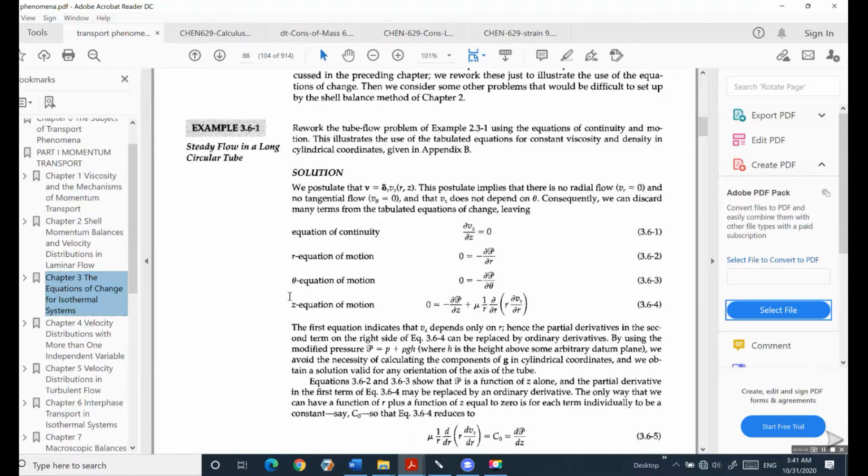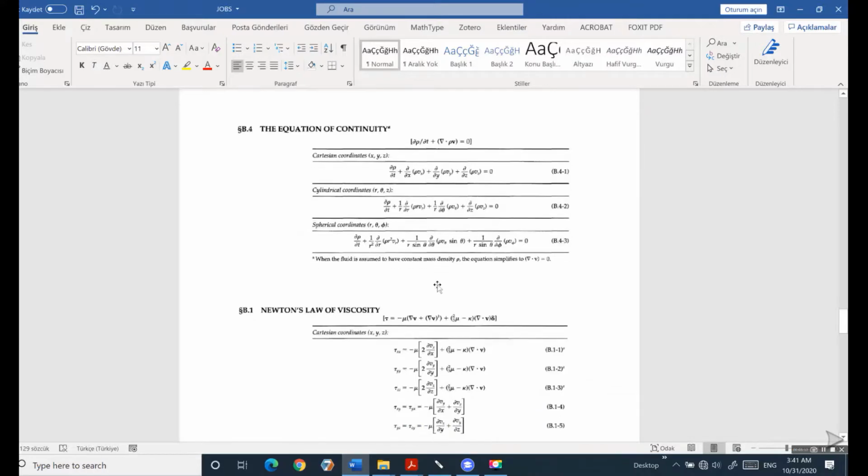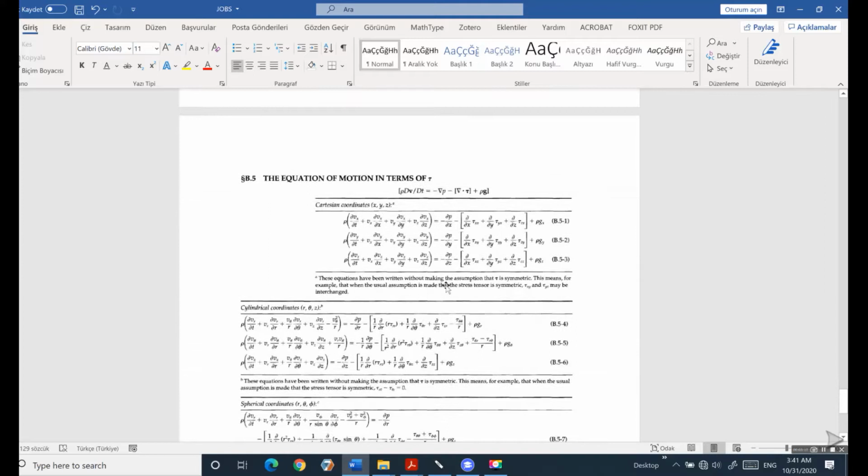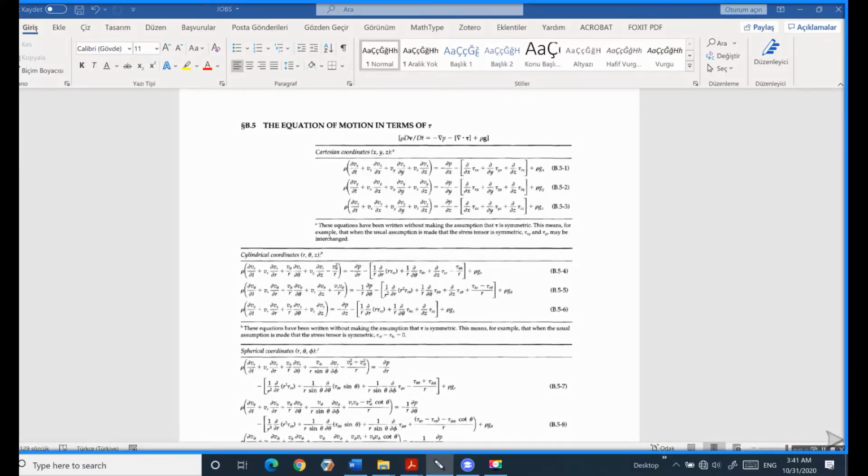We have three directions, r, theta, and z, and we do the similar thing. If you go again to Appendix B, the equation of motion, this equation of motion is for the cylindrical coordinates. This is the r direction here. Again, this term is going to be 0 because Vr is 0. This is going to be 0. This is going to be 0. This is going to be 0. This is going to be 0.